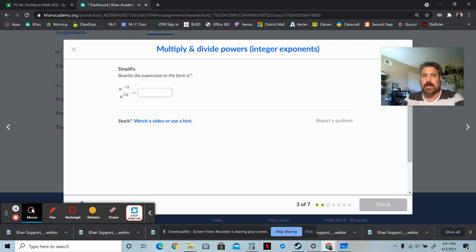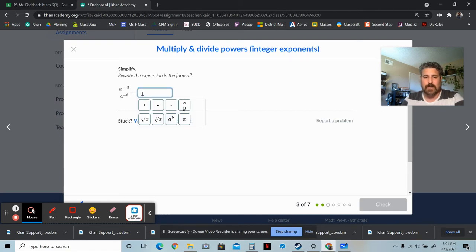Okay, here you have a to the negative 13 divided by a to the negative 6. So what you're going to do here is when you're dividing two powers that have the same base, you subtract the exponents. So you're going to get a to the negative 13 take away negative 6. Well, what's negative 13 take away negative 6? The same as negative 13 plus 6, right? Taking away a negative, adding a positive. So taking away negative 6, same as plus 6.